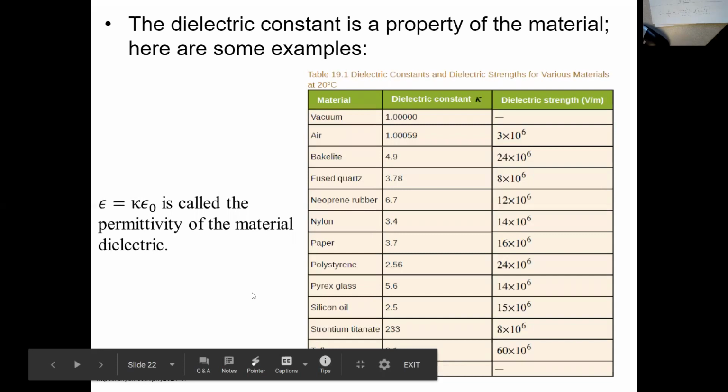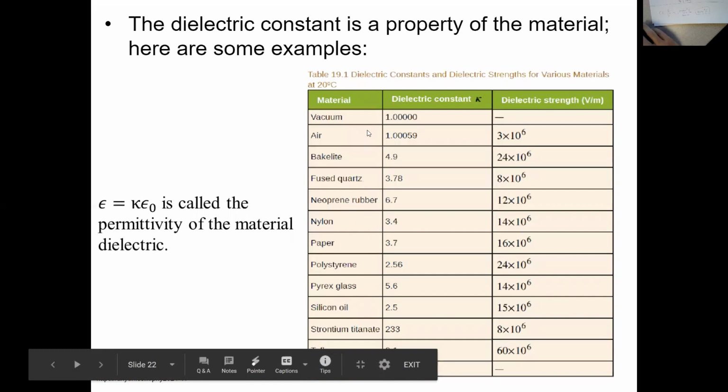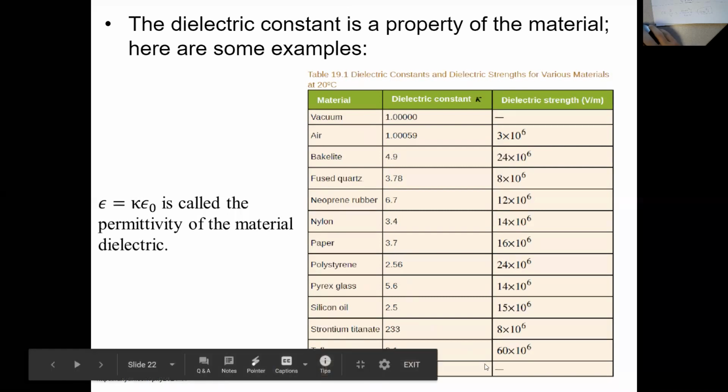So this is the dielectric constant, or kappa, for different materials. Vacuum has kappa equal to 1. For air, it's almost like vacuum. So if it says this is in air, you can pretty much treat it like a vacuum. For other materials, you can find them here. Most common materials, like paper, 3.7. Nylon is 3.4, and others you can look up over here.